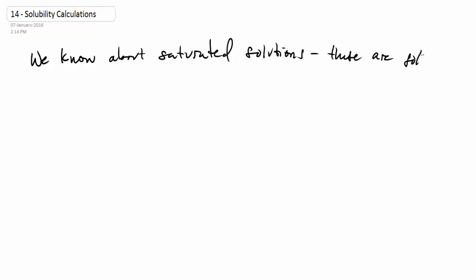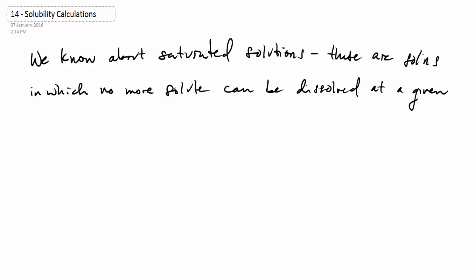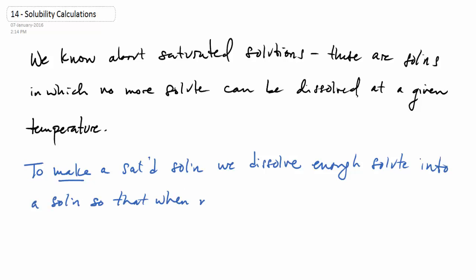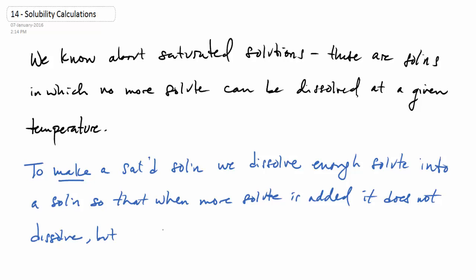So today let's talk about solubility calculations. Now we know about saturated solutions. Those are solutions in which no more solute can be dissolved at a given temperature. But to make a saturated solution, we have to dissolve enough solute into a solution so that when more solute is added, it doesn't dissolve. It exists in a solid form, and that form we call a precipitate.